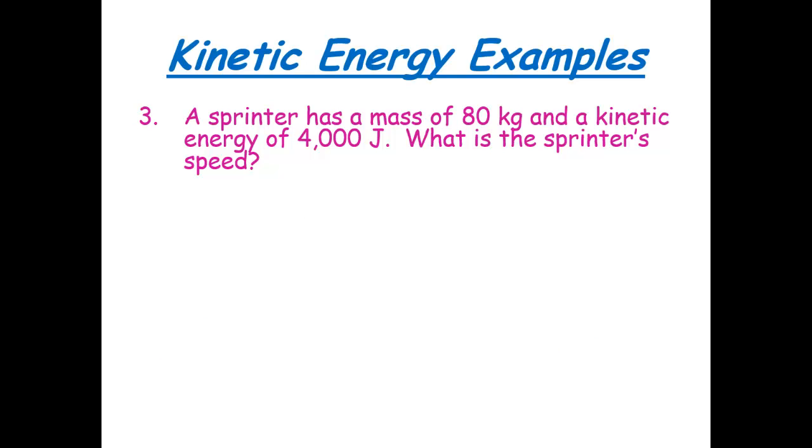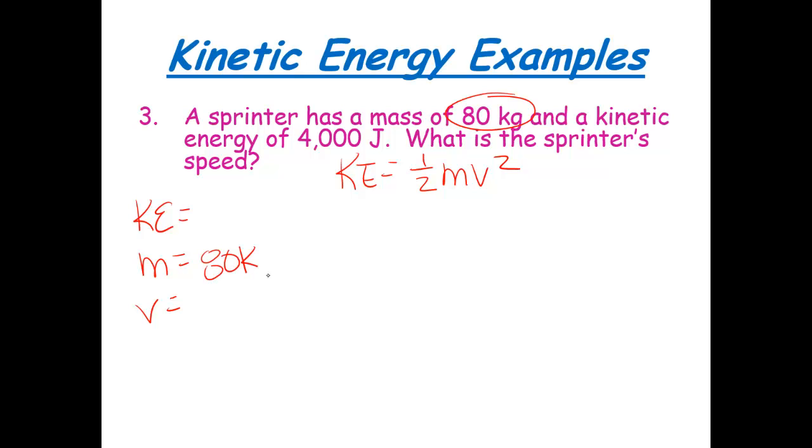A sprinter with a mass of 80 kilograms and a kinetic energy of 4,000 joules. What is the sprinter's speed? Okay, so kinetic energy equals 1/2 mv squared. So we have kinetic energy, we have m, we have v. So 80 kilograms, that's your mass. We have 4,000 joules, and I want to find velocity. So again, plug it in, just like you did the last one.